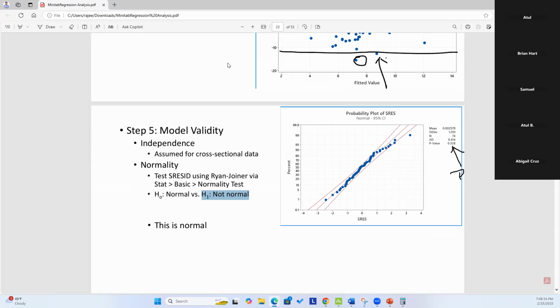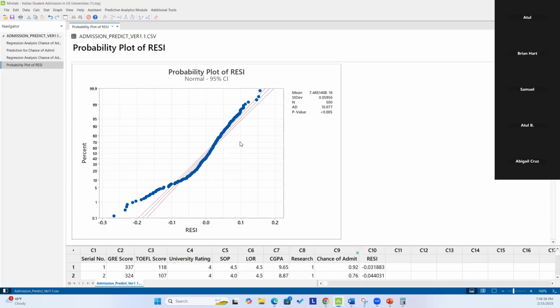But when you see here, what do you predict? What do you say? It's not normal. The errors are not normally distributed. The reason is that the p-value is much less than 0.05, it is 0.005. And you can clearly see this is normality and not normality. So this is the way to check whether it's normally distributed or not normally distributed. So this is one thing.